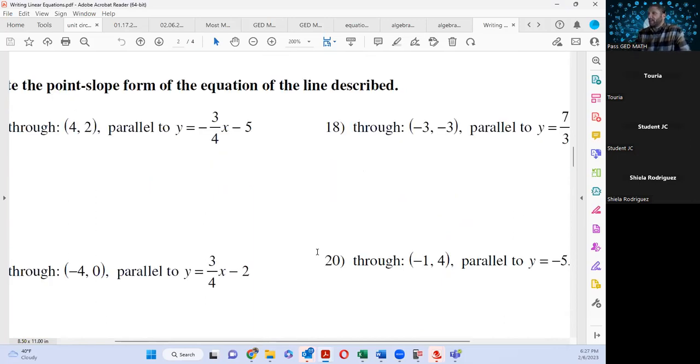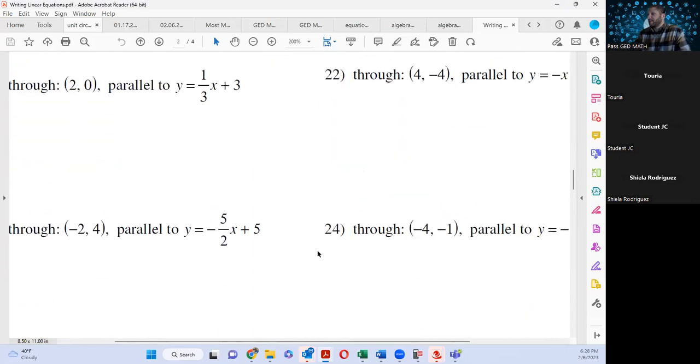They got no perpendicular problems on here. They only got parallel.